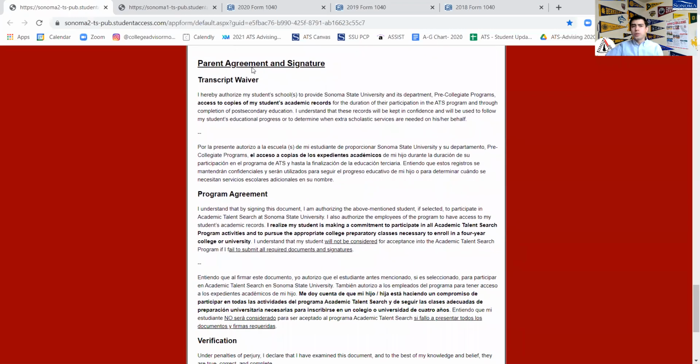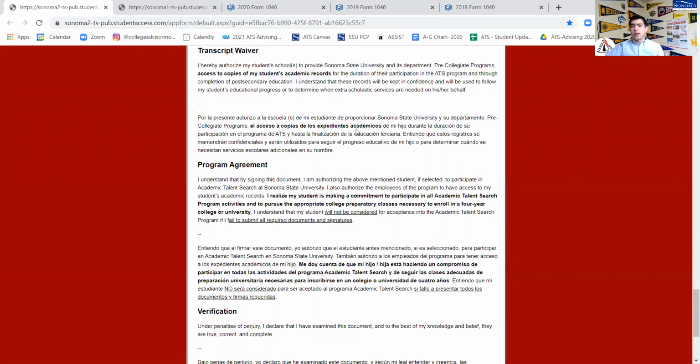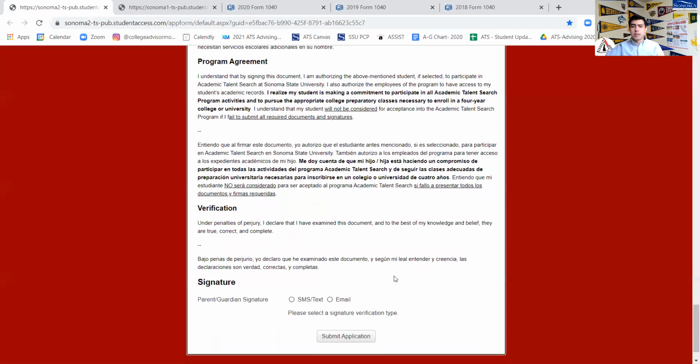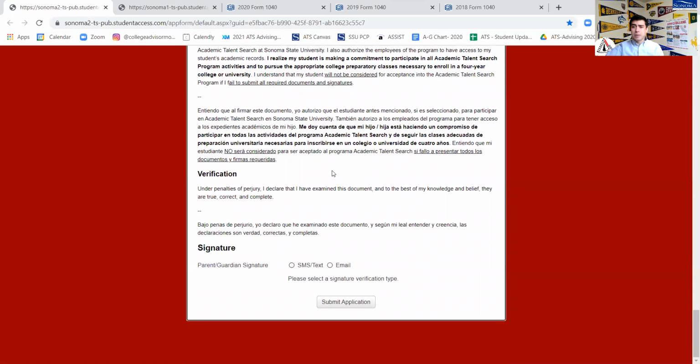So please put that on there. And then this is, we'll need a parent agreement. This is our waiver for us to be able to request information from the schools, for us to be able to be at the school and service the students. So we need this permission in order to serve your students. So please make sure you fill this out. And same as the student, you will sign it digitally via text or email, and then you submit. And congratulations, you have successfully completed your application.